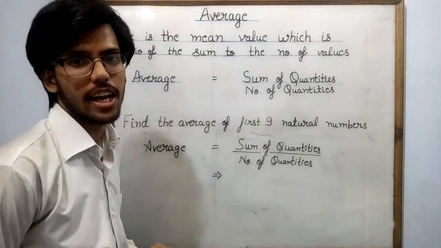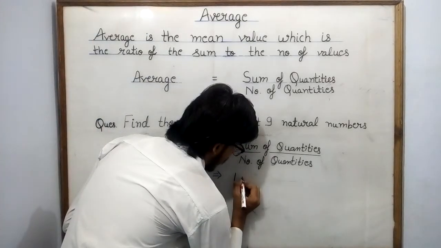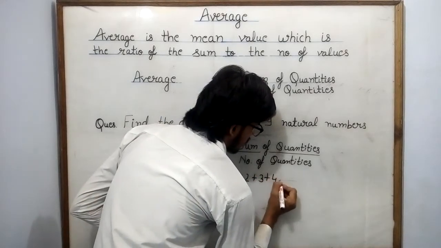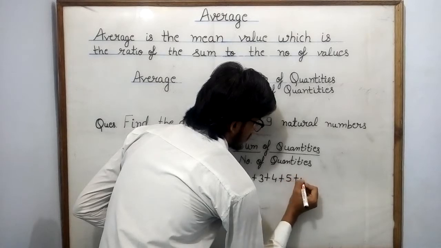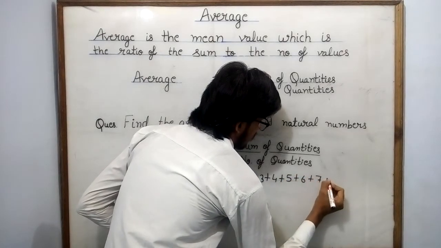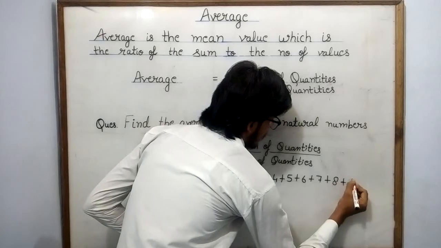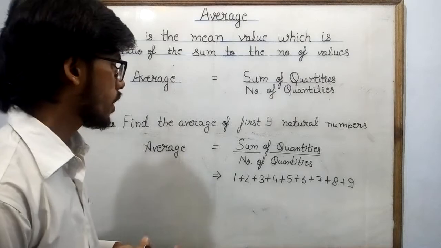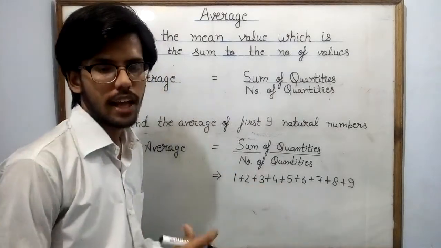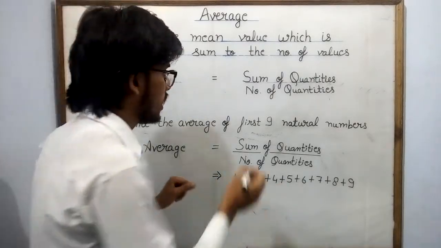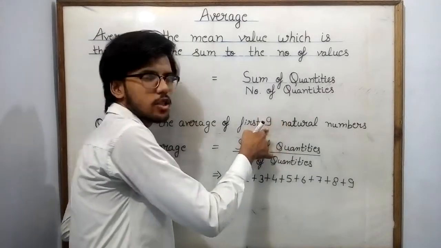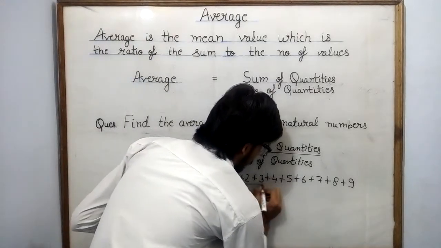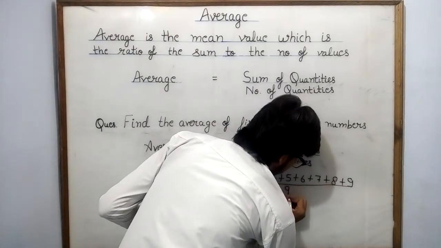So what are the first 9 natural numbers? That begin from 1. So 1 plus 2 plus 3 plus 4 plus 5 plus 6 plus 7 plus 8 and plus 9. These are the first 9 natural numbers. Now how are we going to find the number of quantities? That is already mentioned in the question. It was mentioned that we have to find the 9 natural numbers, so the number of values will be 9 only. So we will add these quantities and divide by 9.